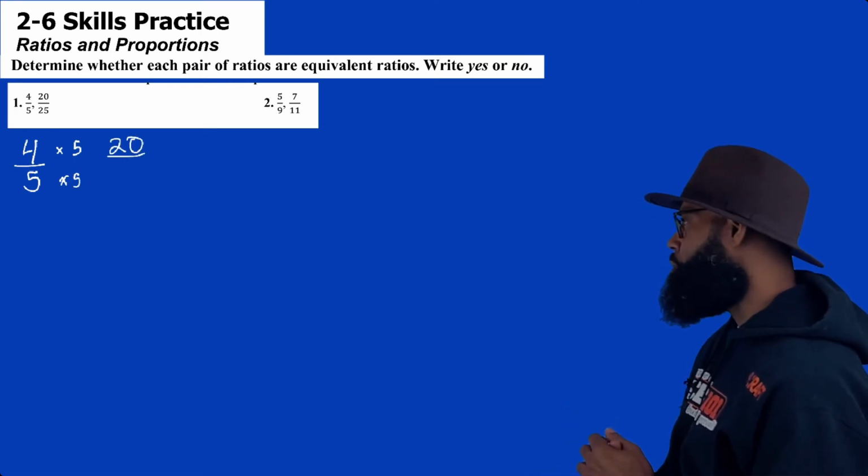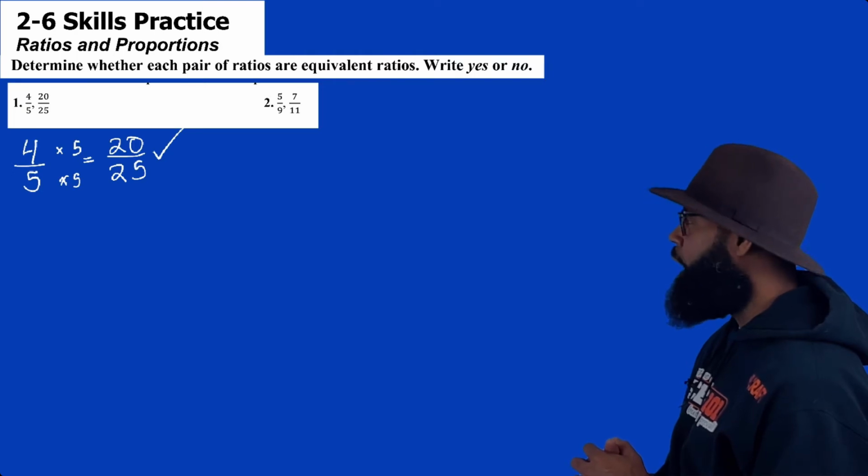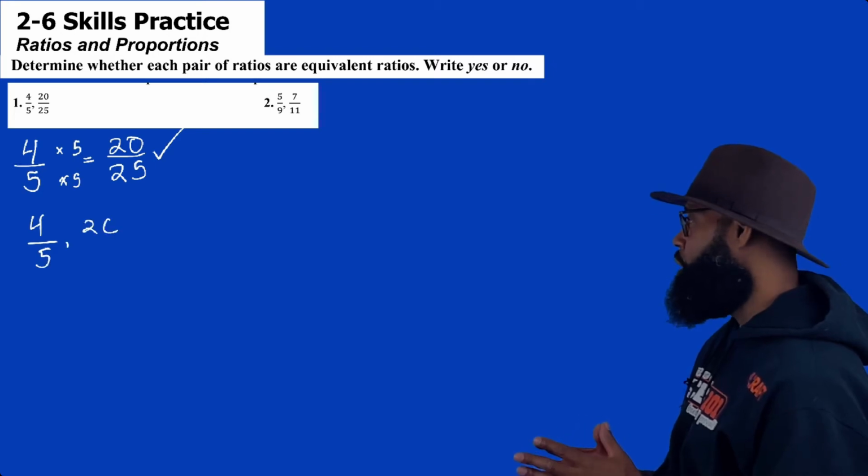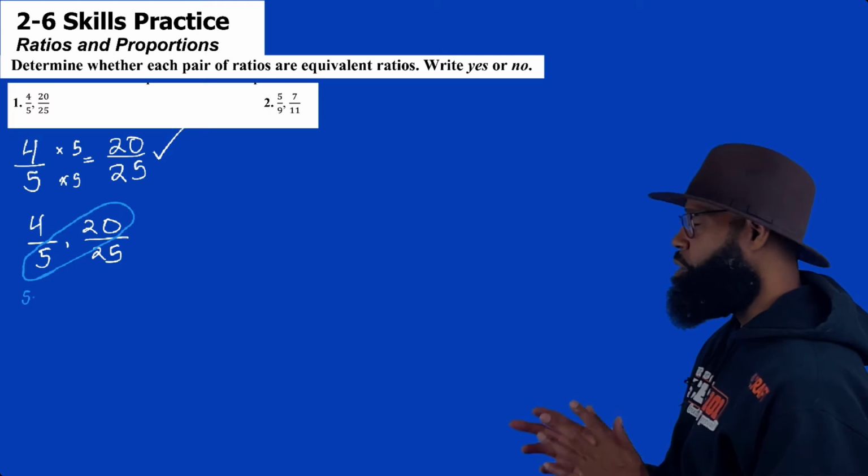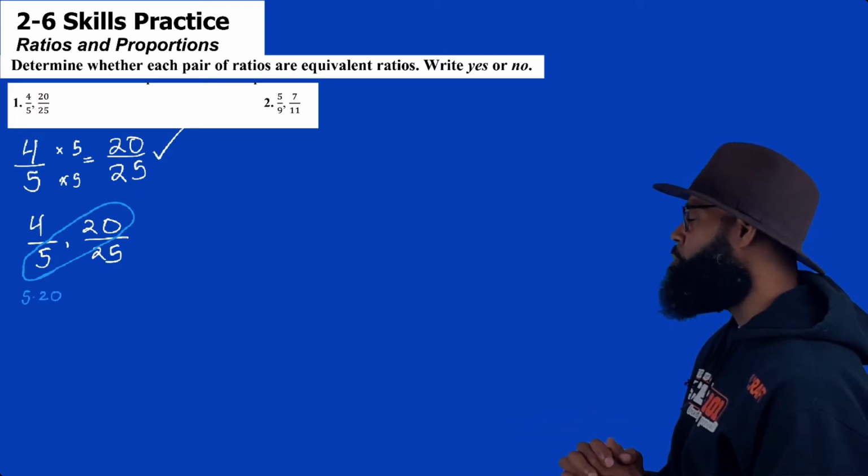And then of course, I'm already showing you the business. 4 times 5 is 20, and 5 times 5 is 25. So guess what? Yes, this one is a proportion, guys, it checks. Now there's other ways to do these, of course, and I'm going to show you, and you have your choice. So if the first ratio is 4/5, and the second ratio is 20/25, you hear me reading them like a fraction. Let's go ahead and cross multiply.